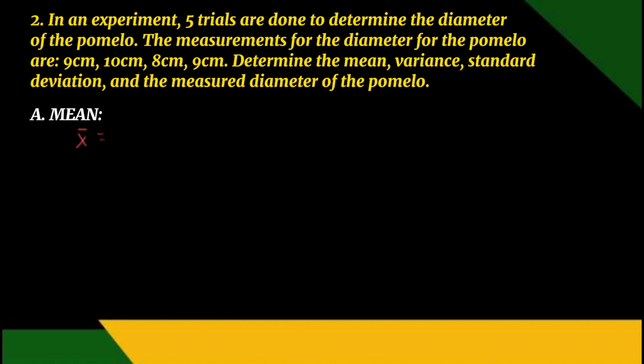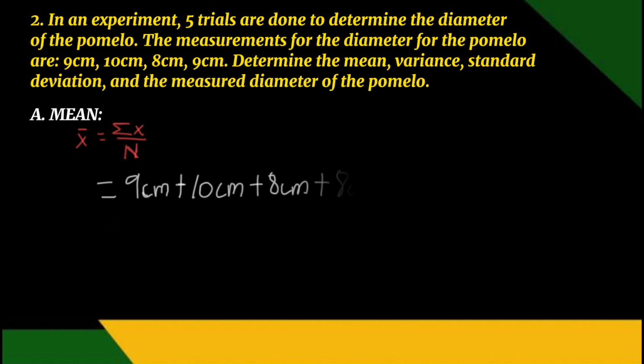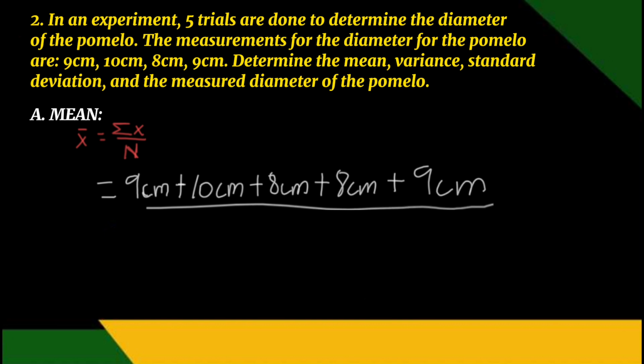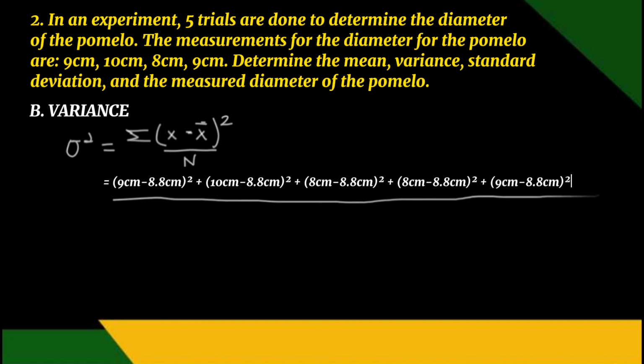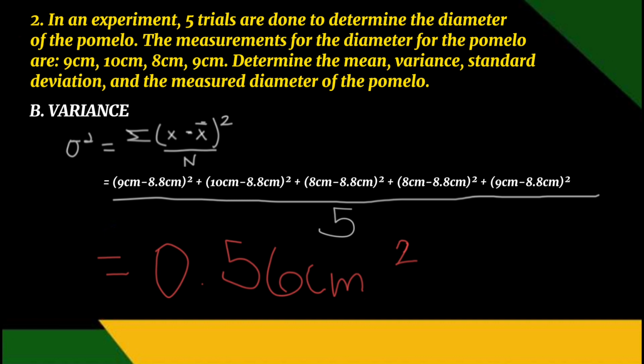Another example. Let's get the mean by adding all the given values, which are 9 cm, 10 cm, 8 cm, and 9 cm, and divide it by the total number of values, which is 5. The answer would be 8.8 centimeters. Now let's get the variance by subtracting the mean from each data point and squaring the result, then calculate the average of those squared differences and divide it by the total number of values, which is 5. And our answer would be 0.56 centimeters squared.